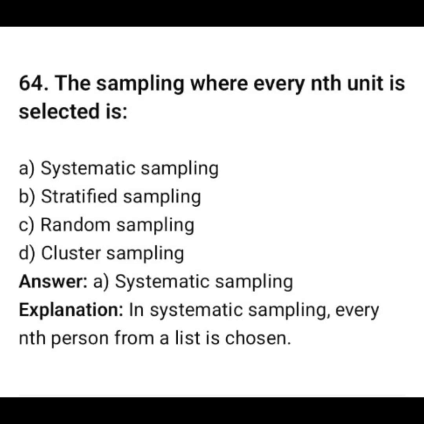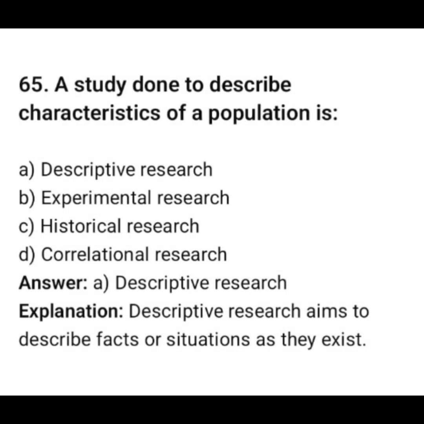The sampling where every nth unit is selected is systematic sampling, stratified sampling, random sampling, clustered sampling. The correct answer is option A, systematic sampling. In systematic sampling, every nth person from a list is chosen.